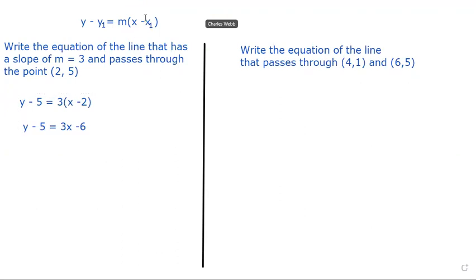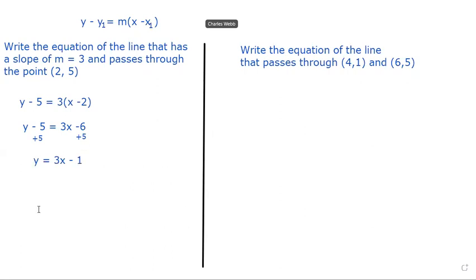Now, one thing we want to do is take this negative 5 and add 5 to both sides. There are different ways that people do this, but since 5 is being subtracted, we should add it to both sides. So our final answer here should be y is equal to 3x minus 1.